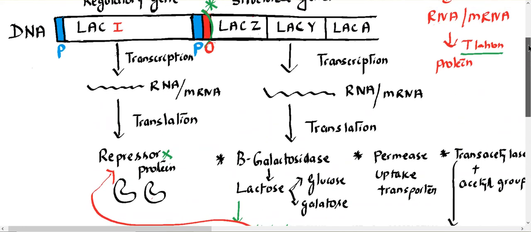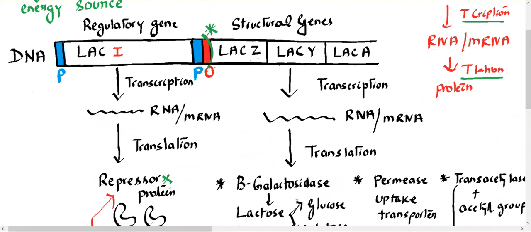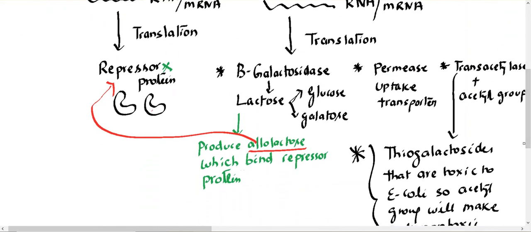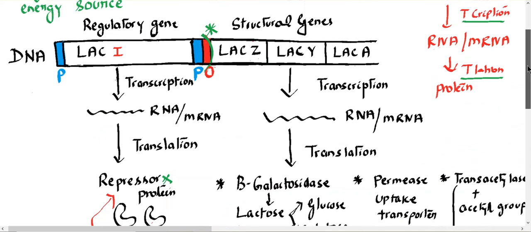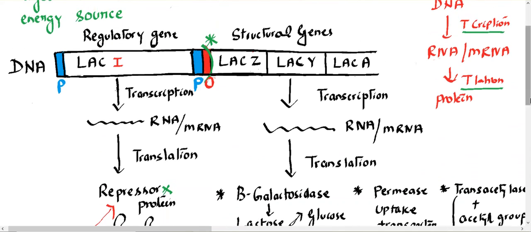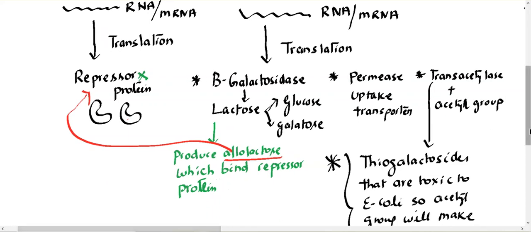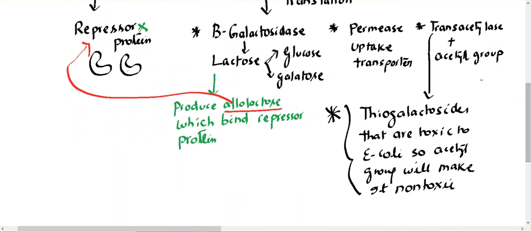Okay, so we can see here LAC-Z produces beta-galactosidase, LAC-Y produces permease. What is the function of the permease? So what happens when the E. coli is growing in a media is that the permease helps in the uptake of the lactose. So another enzyme that is produced by the LAC-A, LAC-A produces trans-acetylase, and this trans-acetylase produces an acetyl group. Okay, so what is the advantage of this trans-acetylase producing an acetyl group?